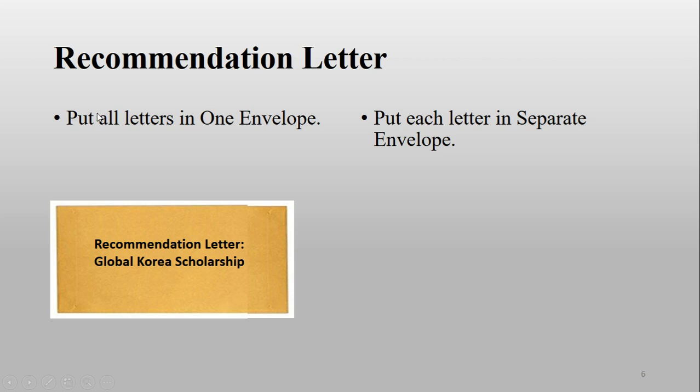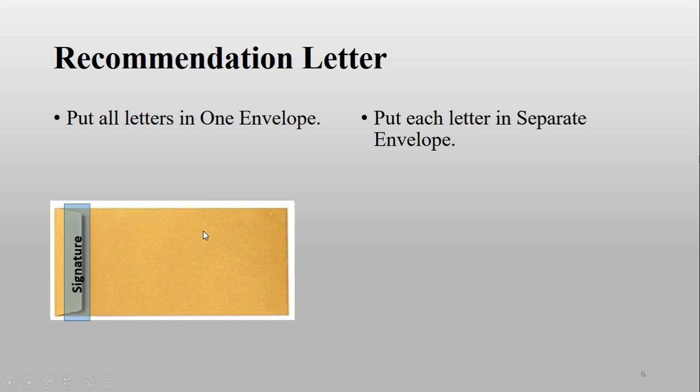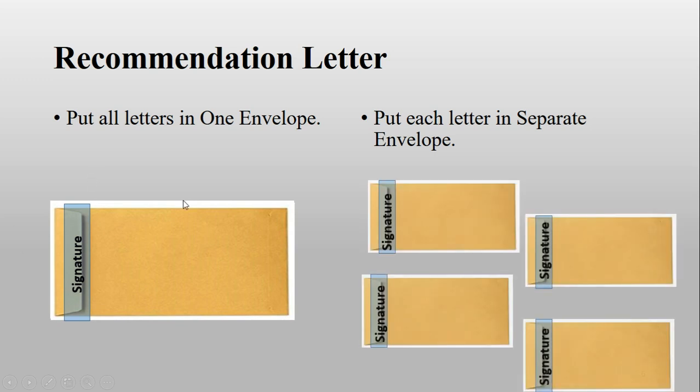And you can put all letters in one envelope for embassy track, because you need one letter that has original signatures and others, you will submit 3 photocopies of that signed recommendation letter. So you can put all 4 in one envelope, or you can put the signature on the back flap and the tape, or you can submit all 4 separately in each envelope, right?